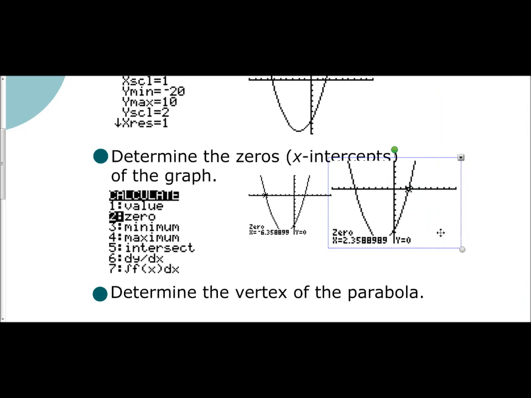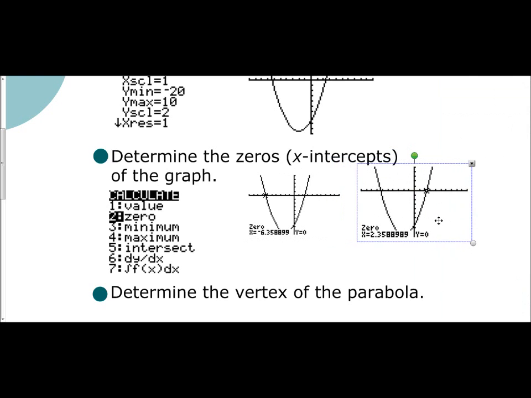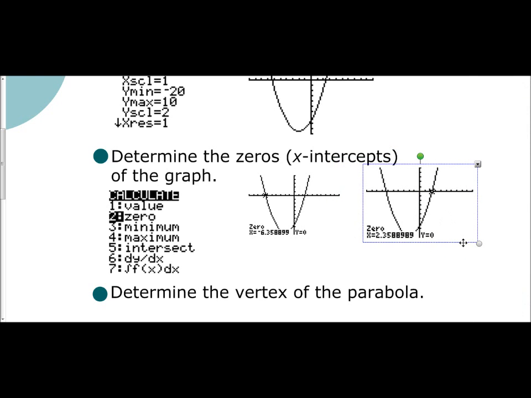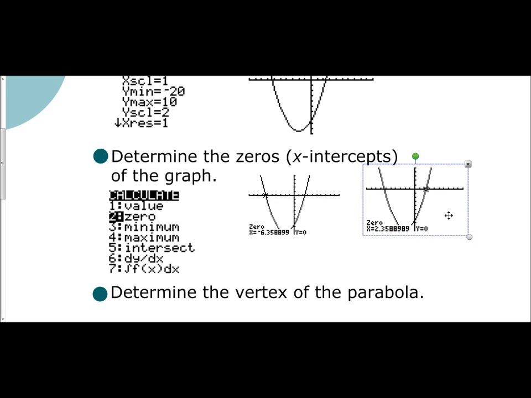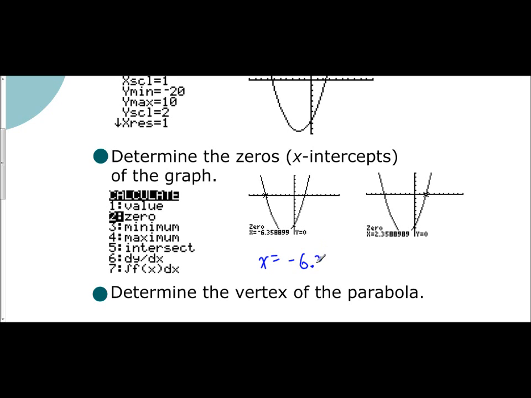And so the next one is positive 2.36. And so those are my zeros. So my zeros are located at x equals negative 6.36 and positive 2.36. Make sure you write them down.